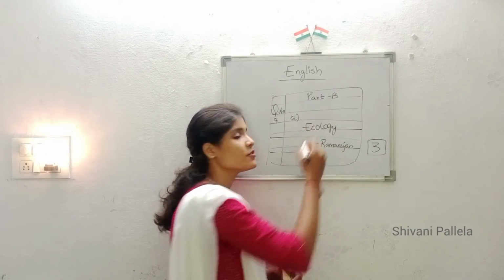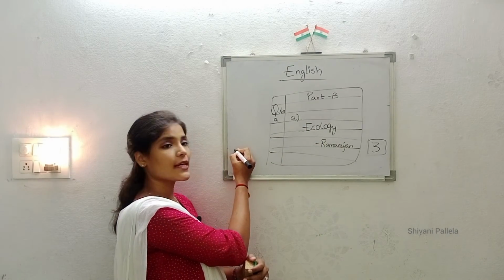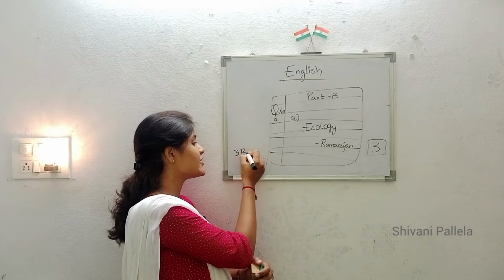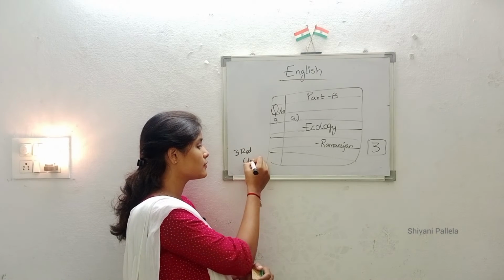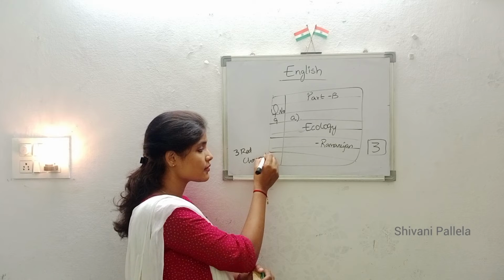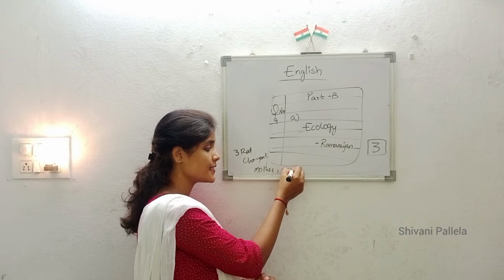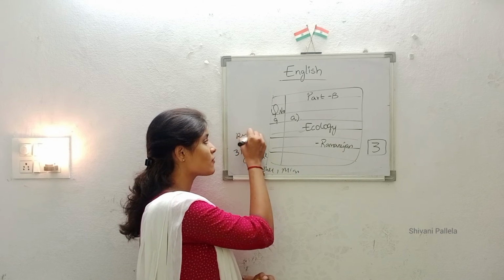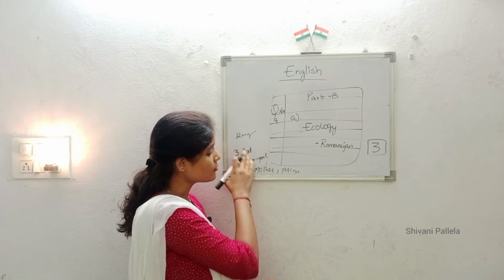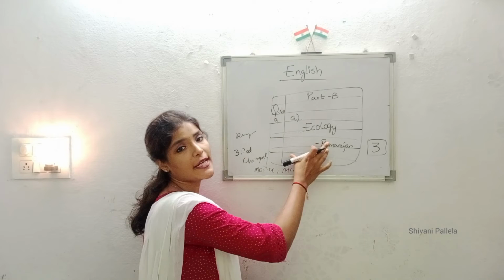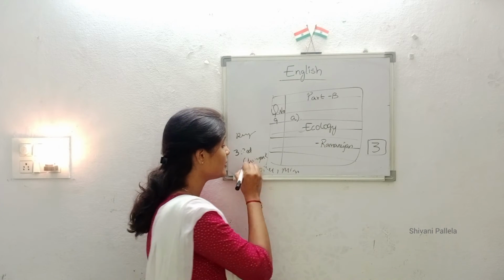In ecology, what you will learn, the main keywords in ecology are 3 red champak trees, mother, migration. These are all keywords of this lesson. You need to use these words while writing the answer, and you need to highlight them.